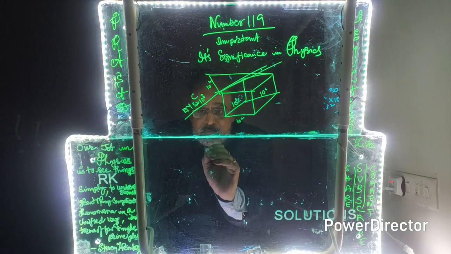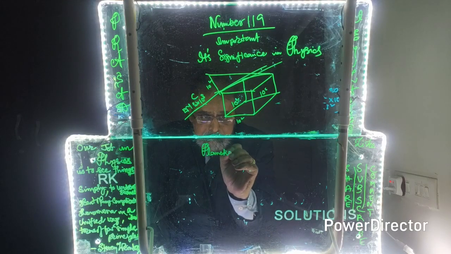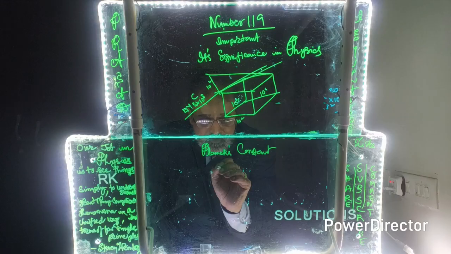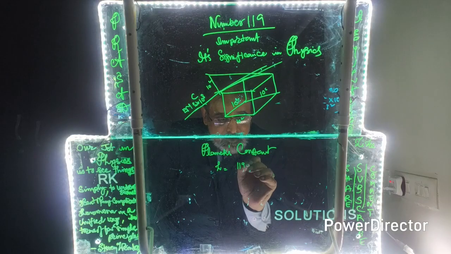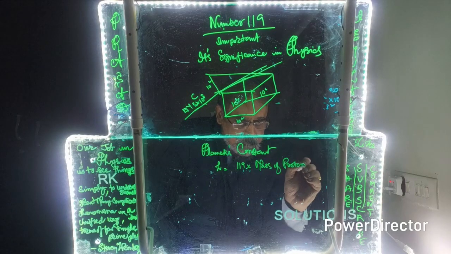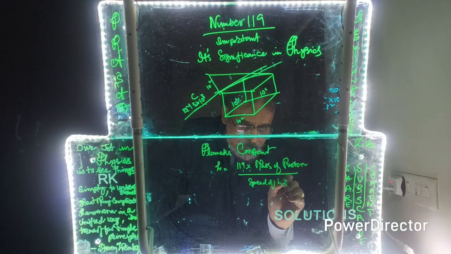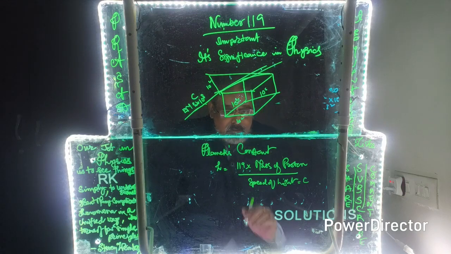Now, when I stumbled upon Planck's constant, I found that h is equal to 119 times the mass of the proton divided by the speed of light. Okay? So here I got my first quantity.